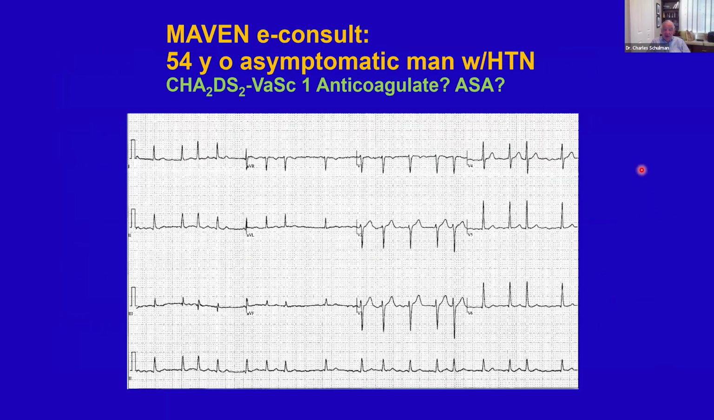Okay, back to our 54-year-old asymptomatic man with hypertension whose CHA2DS2-VASc score is 1. Well, certainly he shouldn't receive aspirin. I would anticoagulate. I would lean toward anticoagulation, and recent articles have also recommended anticoagulation with a CHA2DS2-VASc score of 1.